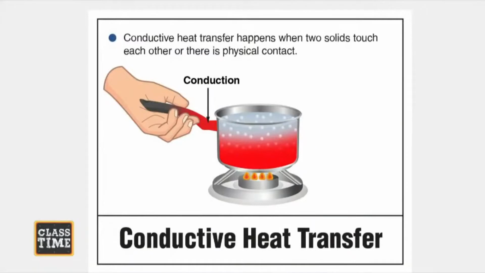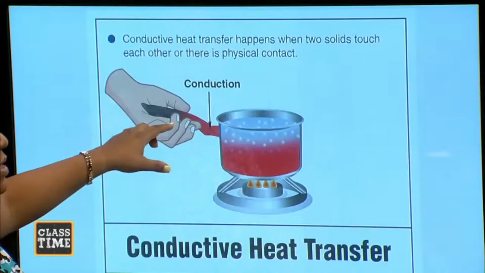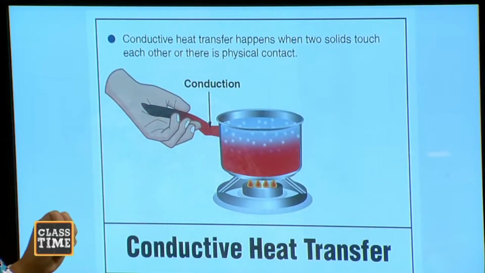Conductive heat transfer happens when two solids touch each other or there's some physical contact. The heat is transferred to the solid item. Once there's some touch on the item, then you know that conduction is happening. Once you're touching the solid item, conduction is happening. And you can see it right here with the arm touching the handle of the pot. So that is conduction right there.